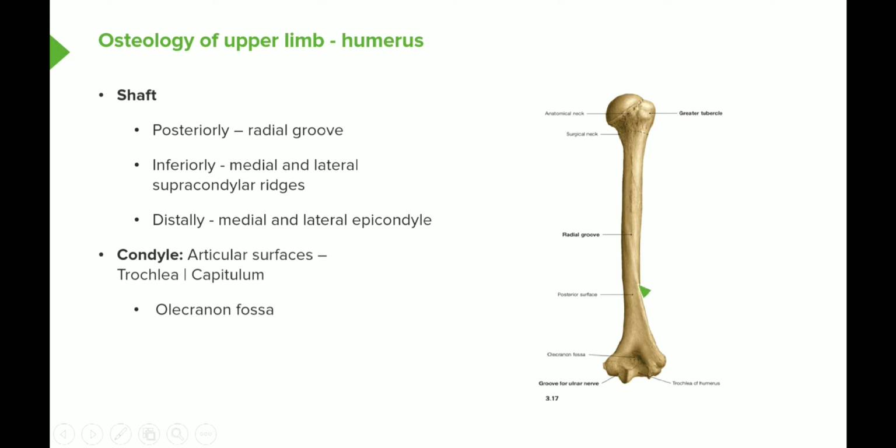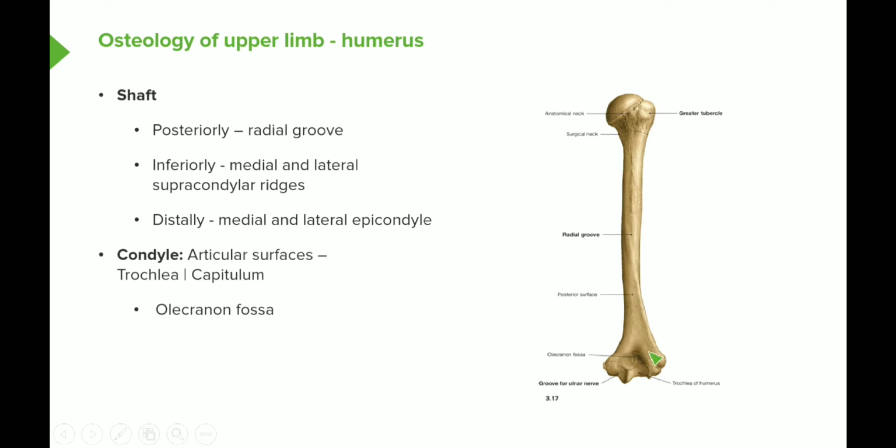We can also again see the medial supracondylar ridge. We can see the lateral supracondylar ridge, and they're giving rise to the medial epicondyle and the lateral epicondyle we can see here. So the radial groove, medial and lateral supracondylar ridges giving way to the medial epicondyle and the lateral epicondyle. Same features we can see on the anterior surface.